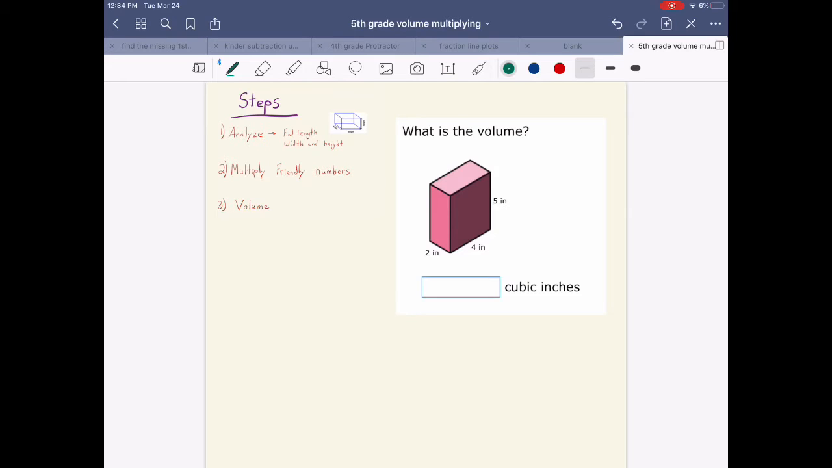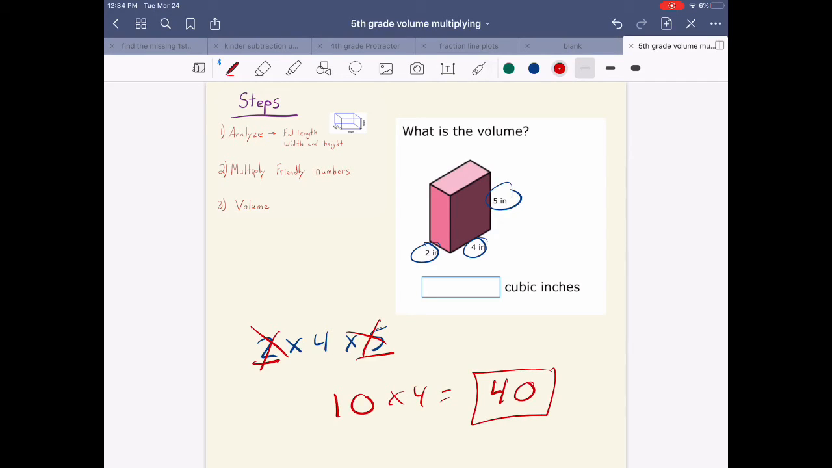All right, we're back. Let's check it out. Let's see how you guys did. So here's my measurements. Analyze. Those are my measurements. Now I need to multiply. 2 times 4 times 5. Now for me, the friendly numbers here are 2 and 5. 2 times 5 is 10. So now all I have to do is multiply by 4. And I don't need to use the area model on that one. 10 times 4 is 40. So my volume is 40 cubic inches because we're using inches.